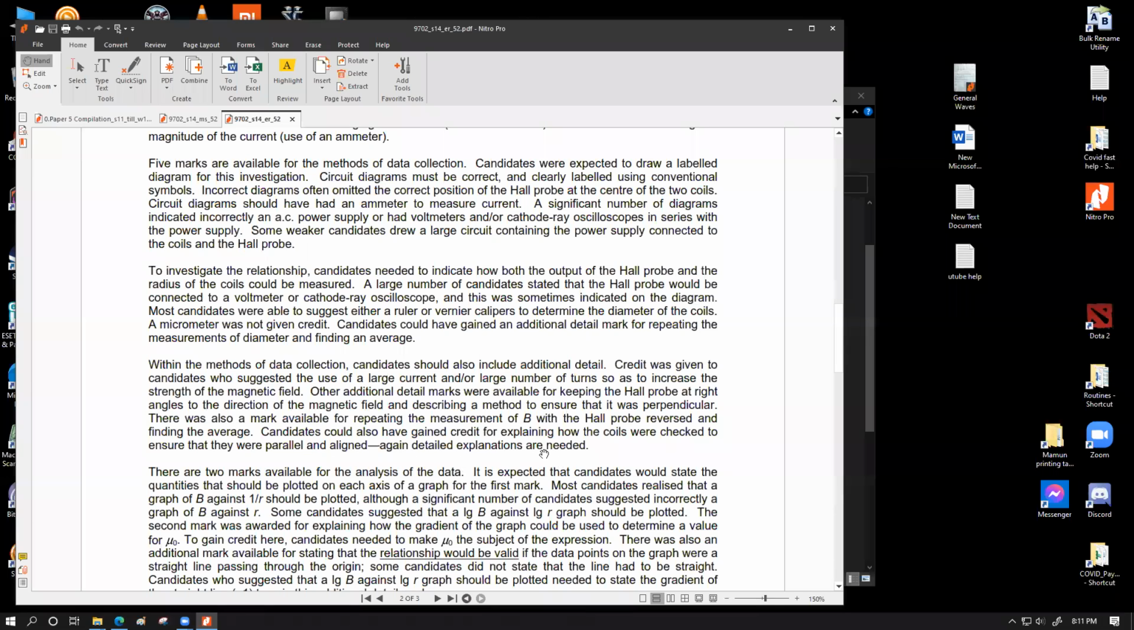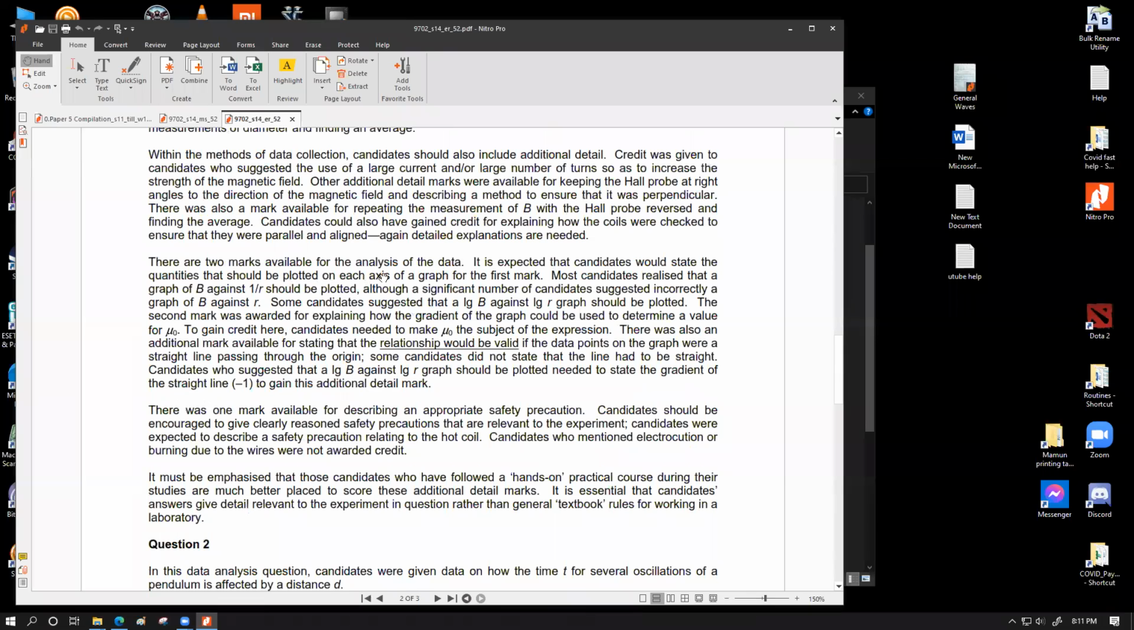So detailed explanations are needed in this case. It means that you have to say that while doing the experiments, we measured the distance between the two coils in multiple places along their periphery, and made sure that the coils are equidistant in all the locations, parallel from each other.